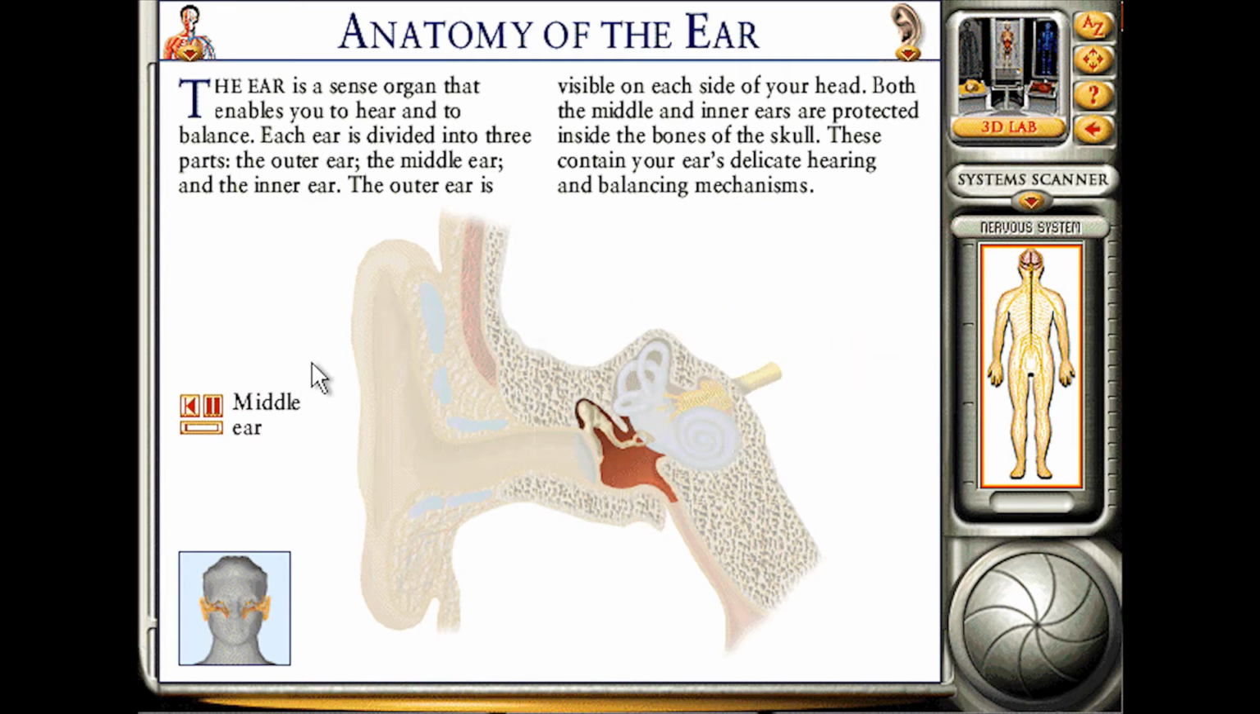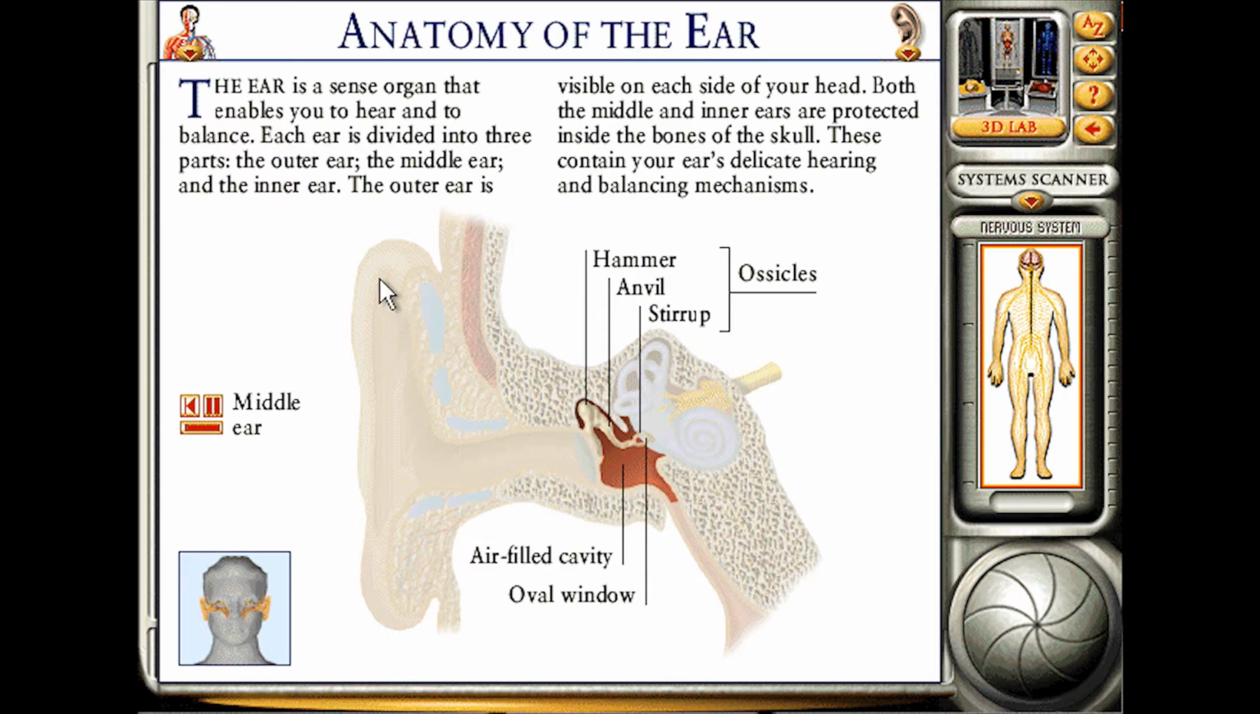The middle ear is an air-filled cavity within the bones of your skull. It contains the ossicles, the three smallest bones in your body, which are called the hammer, anvil and stirrup. The middle ear is separated from the inner ear by a membrane stretching across the oval window.